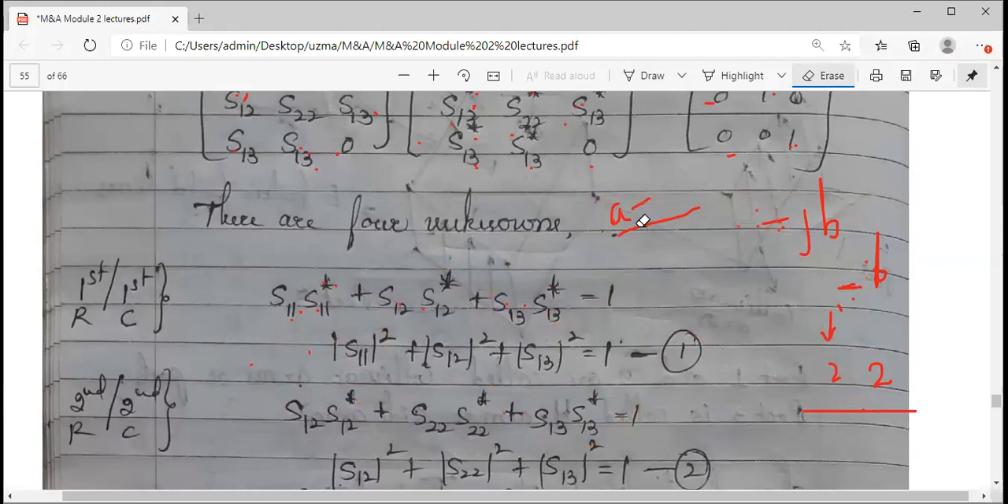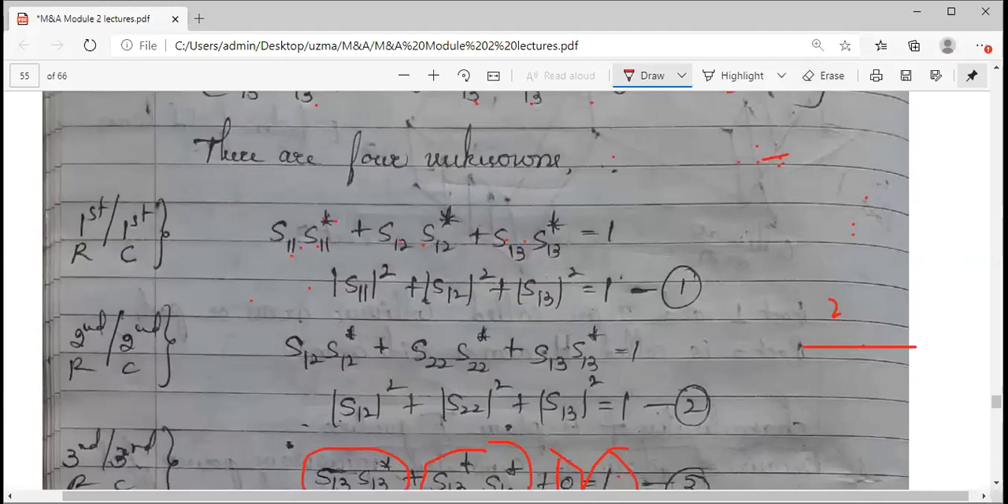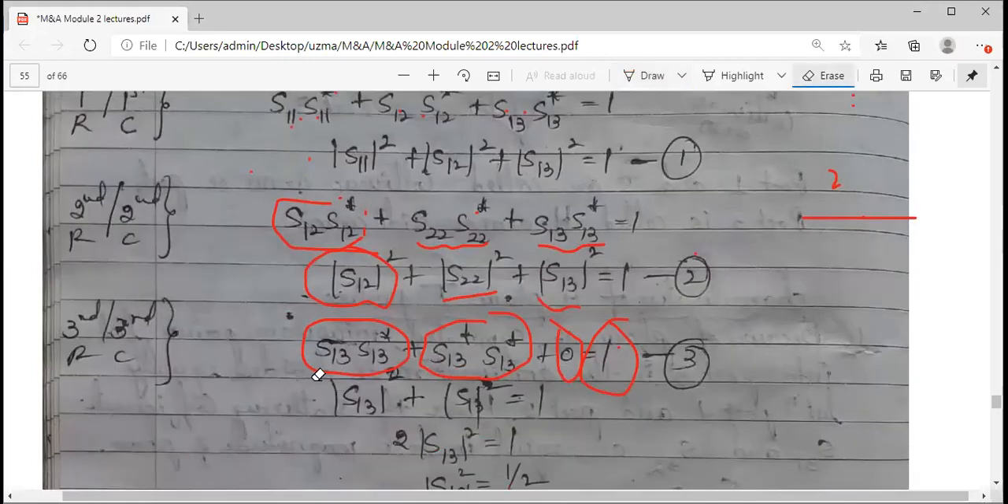Now coming to the second equation, second row, second column. Let us reduce that also. For the second equation, S12 star can be written as magnitude square. S12's magnitude square. You have S22 here and its conjugate. Take magnitude square. S13 star, take its magnitude square, which is equal to 1. So this is the second equation we got. Now solving the third equation.